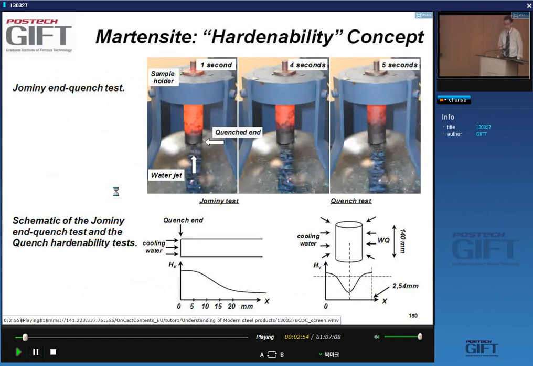What is hardenability? It's a concept that's very widely used for engineering steels. For an engineering steel, for instance, if you make a crankshaft for a motor, you'll say that the steel that you use is very hardenable. The same if you are producing ball bearings, you will use a steel which is very hardenable. So what does it mean? Well, in a nutshell, it just means that it's easy to make martensite, yes?